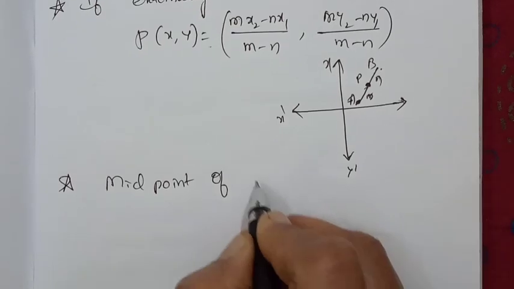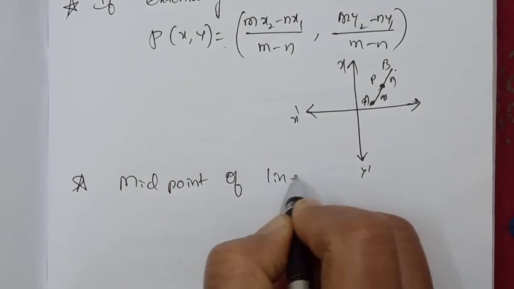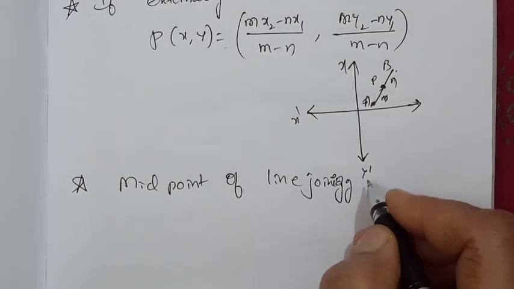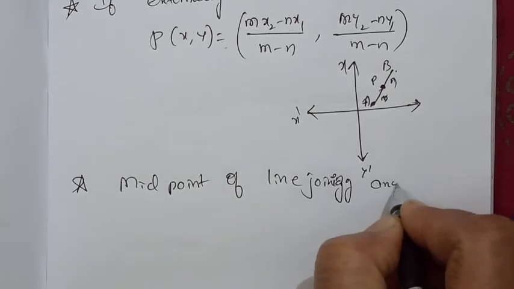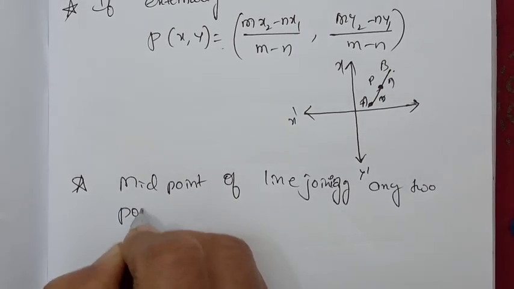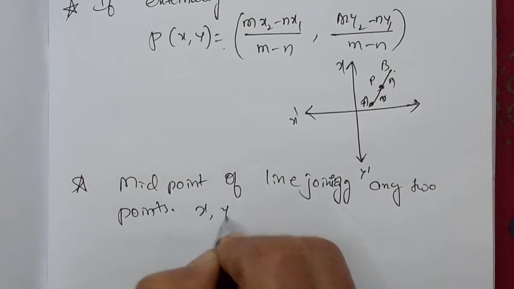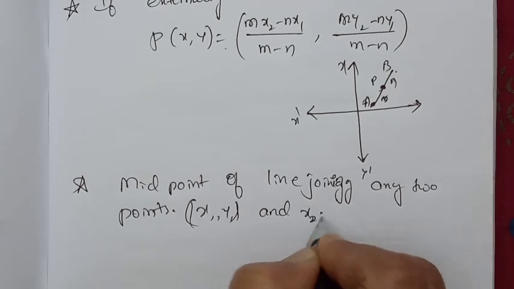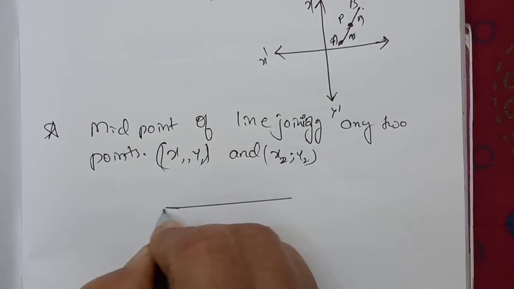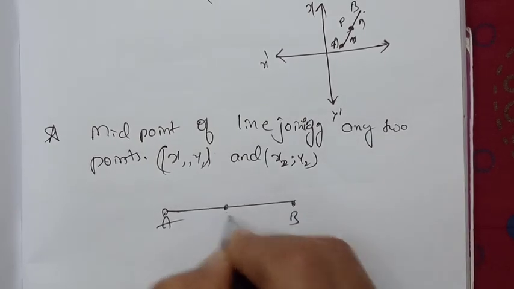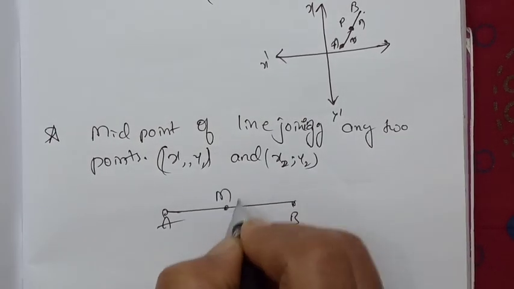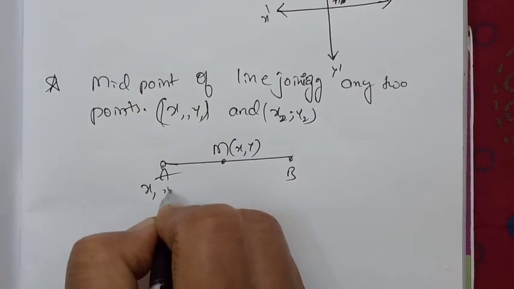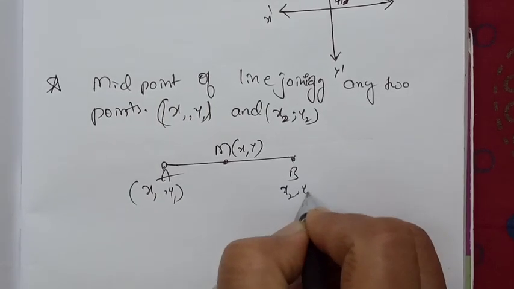Midpoint of a line joining any 2 points x1, y1 and x2, y2. Suppose this is a line segment AB, and this is a point P or M. M is x comma y, and this is x1, y1, this is x2, y2.